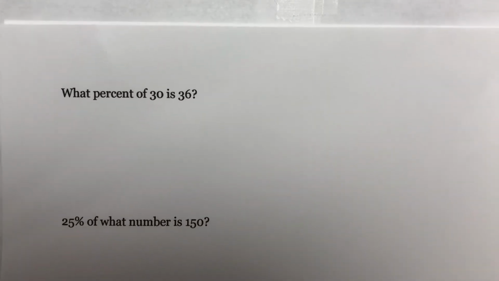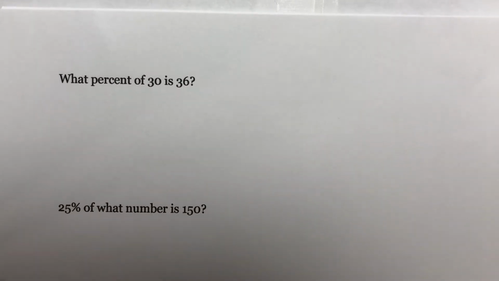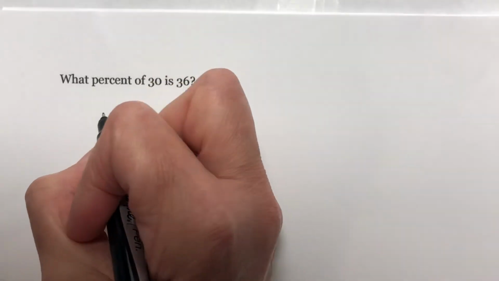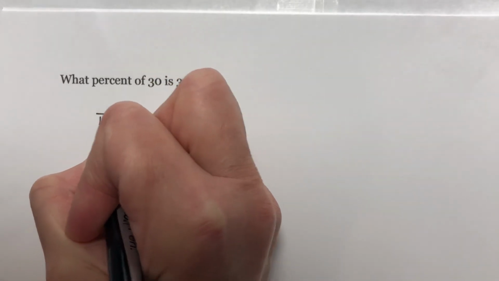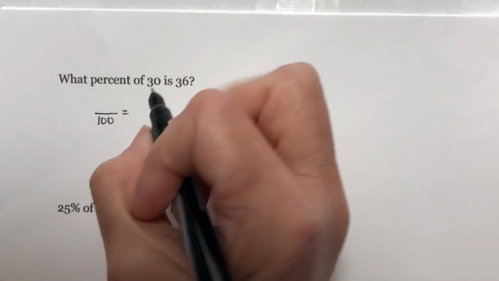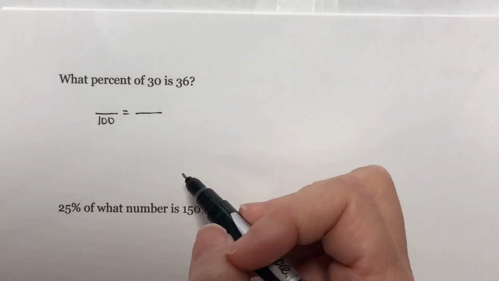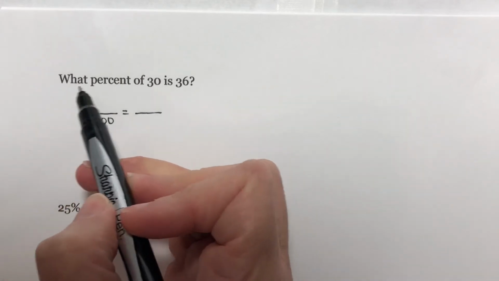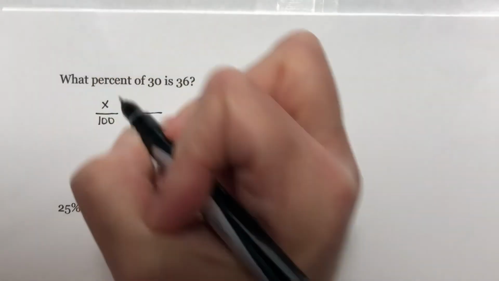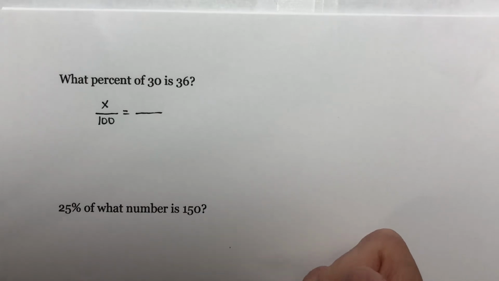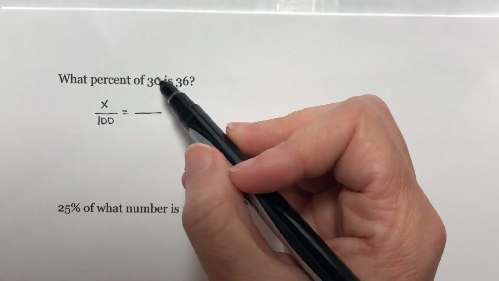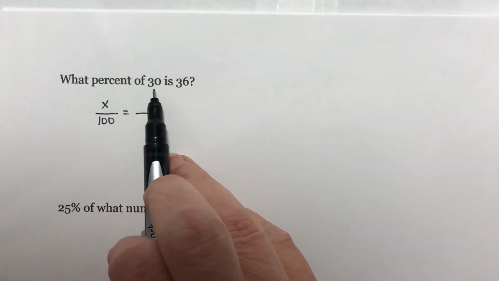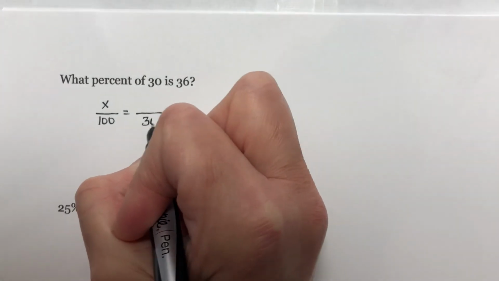Okay, so let's look at another one. What percent of 30 is 36? Something over 100 equals something over something. The next thing I do is look for the percentage. Neither of these has the percent sign. That's what I'm looking for, so I'm going to put an x where the percent would go. Is over of. What percent of 30? 30 goes in the bottom.